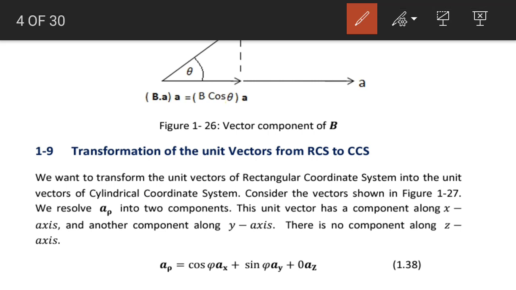The transformation of the unit vectors from the rectangular coordinate system into the cylindrical coordinate system.